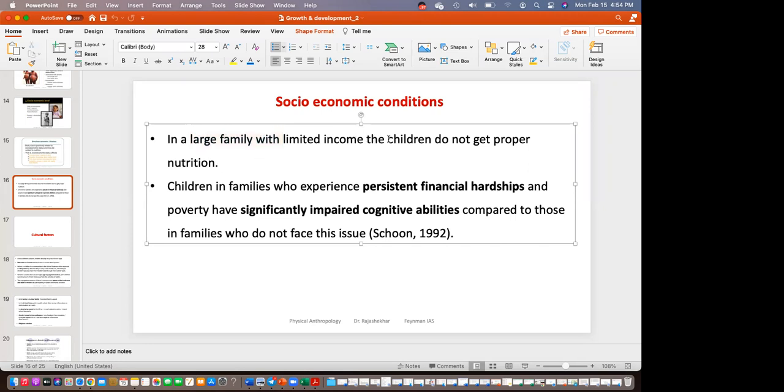But if they are socioeconomically weak and they have more children, would they be able to afford to feed the children? They won't be. So this is one problem: a large family plus low socioeconomic status together would result in poor nutrition or malnutrition in children. So simply, large family plus low socioeconomic condition equals malnutrition.